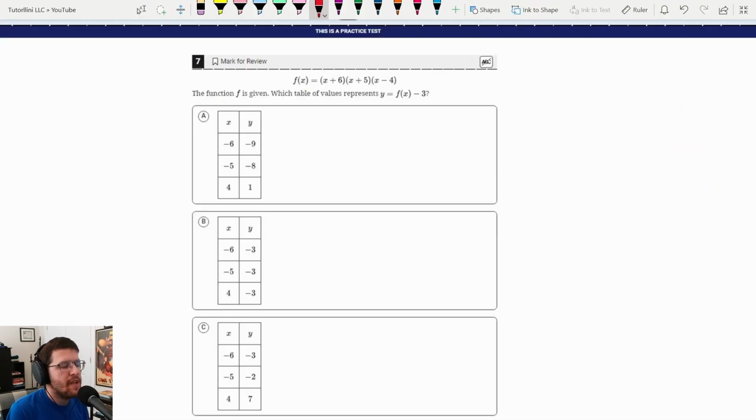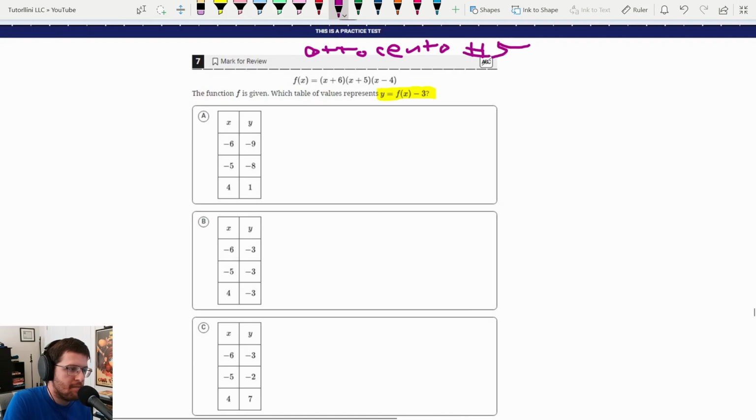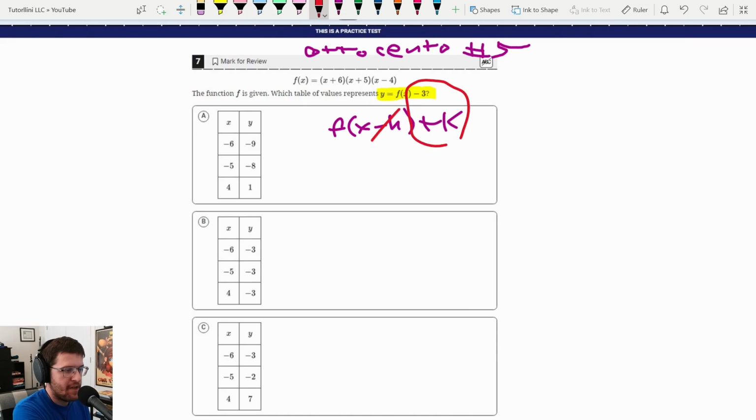Okay, question 7. I go over how to deal with this function translation notation in my Ottocento number 5 on function translations. Definitely go check that out. Anyway, so basically, if you do f of x minus h plus k, you see that there's no h, there's no number next to the x. You see that, right? So that's just not important. But there is a k, and the k is -3. So that's telling us that it's a shift of 3 down.